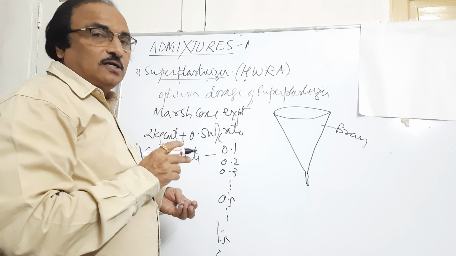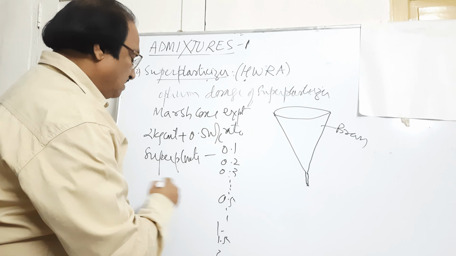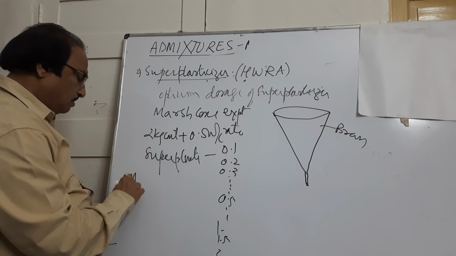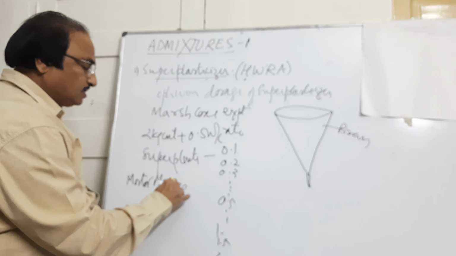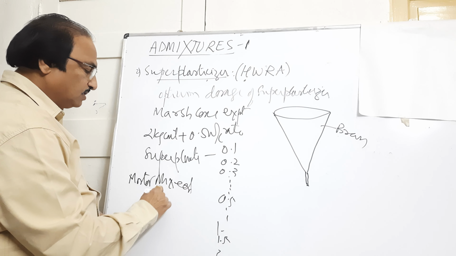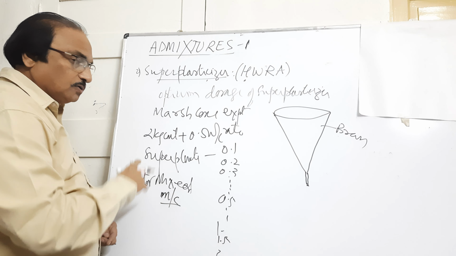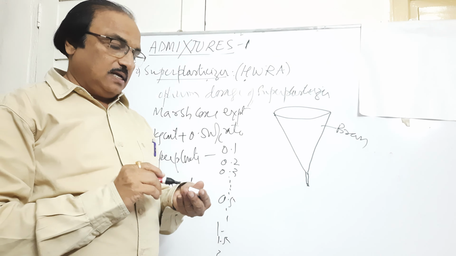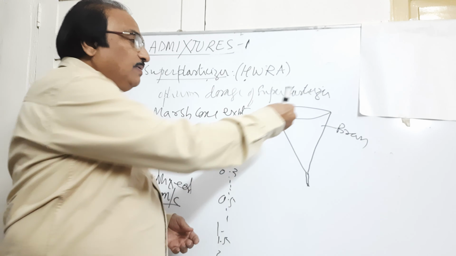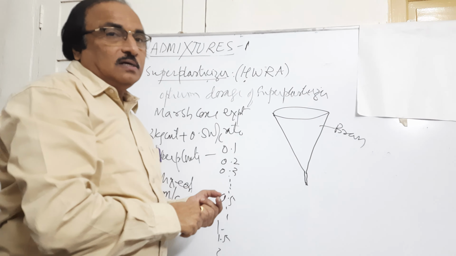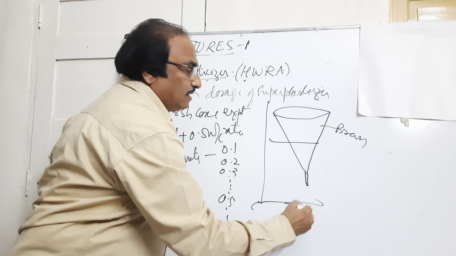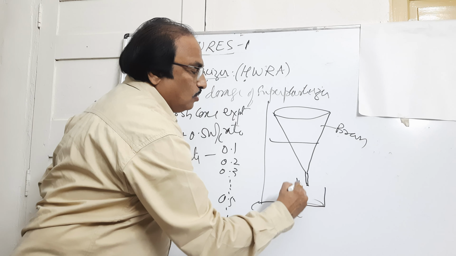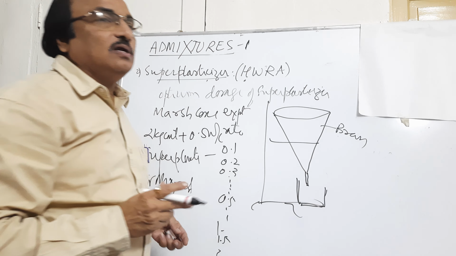So we add it in a mortar mixer. This is the mixer machine. In the rotary we will be rotating, and then we will be pouring that material into the cone. This cone is made to stand on a stand, and we keep a container below so that I can collect whatever is falling out.